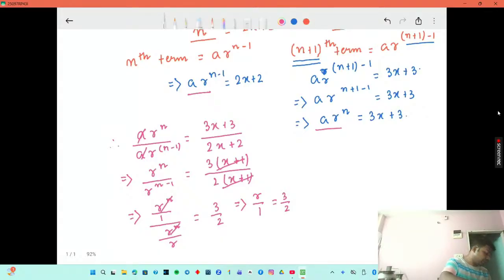Now let me check the answer of this question. The answer of this question is 3 by 2. Therefore the common ratio is 3 by 2. Okay. Now I will move to the next question. If you have any problem or any doubt, then you can definitely write your doubt in the chat box. I will positively help you to solve your doubt. Is it clear? So now I will jump to the next question.